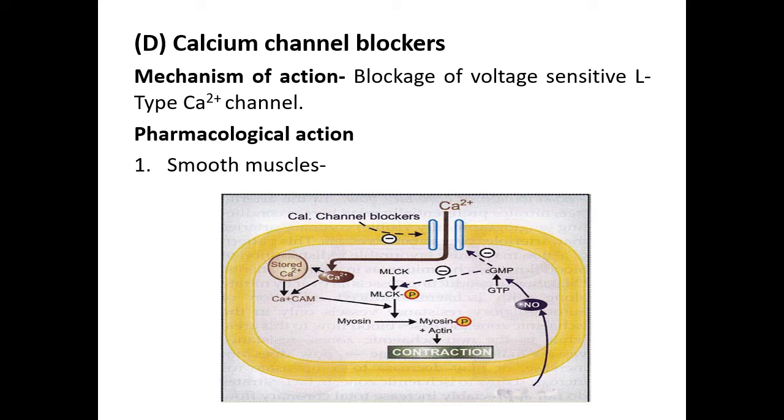So by the blockade of L-type calcium channel, these calcium channel blockers produce their prominent action in smooth muscle cells of the blood vessel and also in the heart. So how do they produce their action in smooth muscle cells?